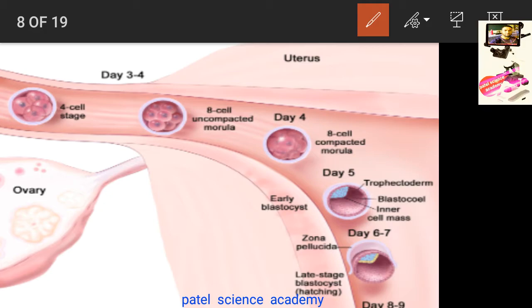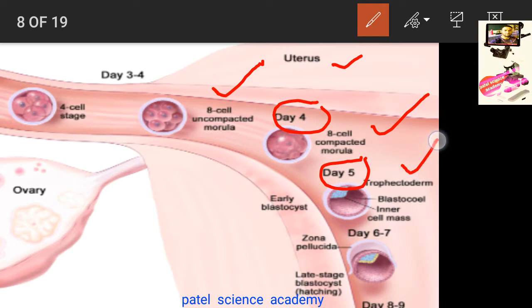So now it enters into the uterus, and firstly when it assumes the 8 cell structure, it is uncompacted, then it becomes compacted at day number 4. Then at day number 5, this structure assumes this shape, which means the blastocoel appears here, and the inner cell mass takes its place at one point, and trophoblast cells cover the whole structure. This is called early blastula. It takes place at day number 5.